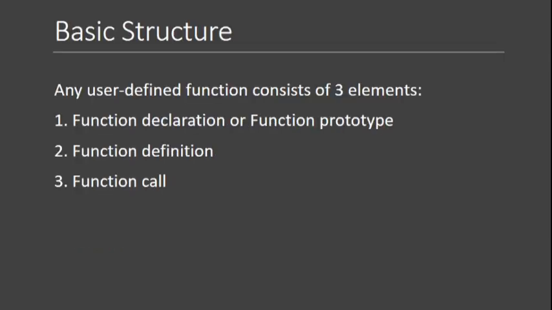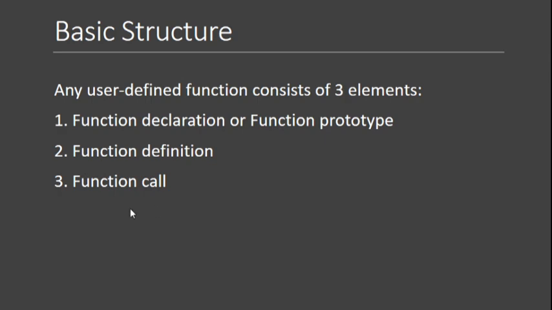Okay? So we have discussed library functions. They are all predefined, so I have to use them only. But here I can define them on my own. Those functions are called user-defined functions. A user-defined function consists of three elements: function declaration, function definition, and function call. Three parameters are there to define a user-defined function.